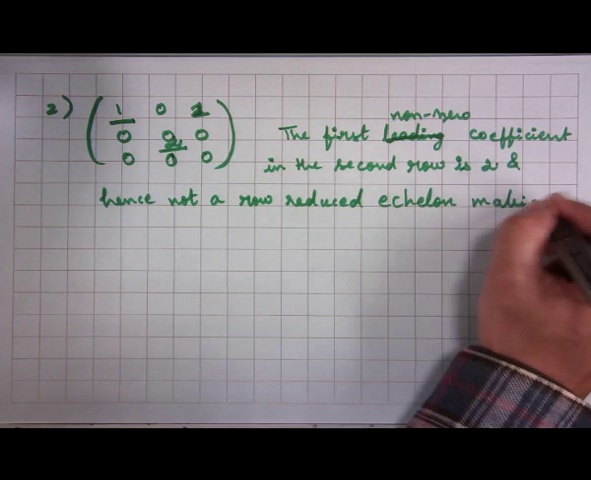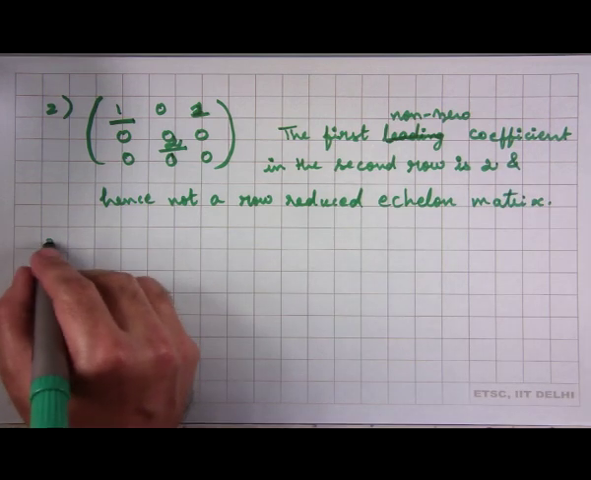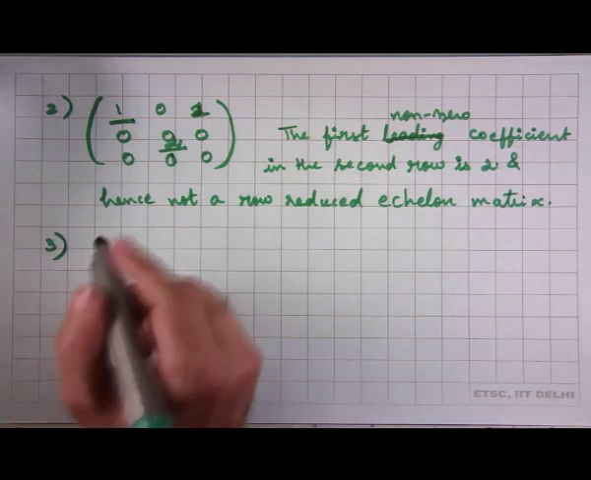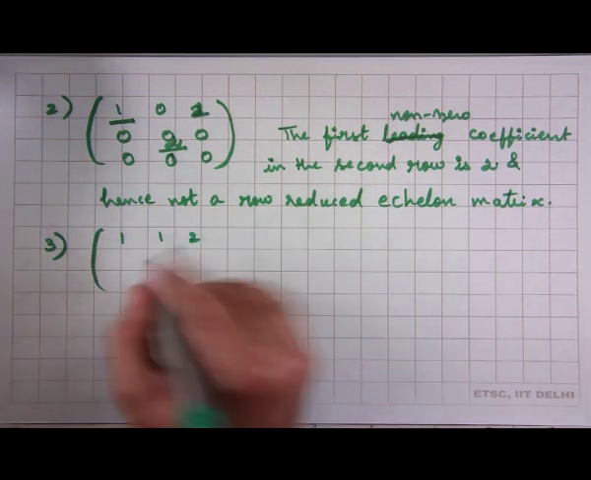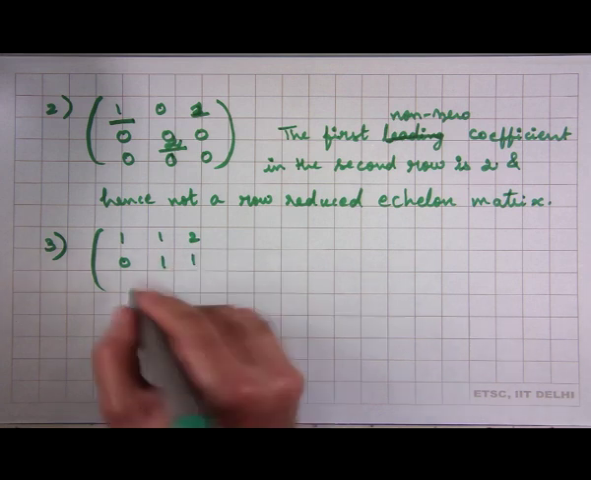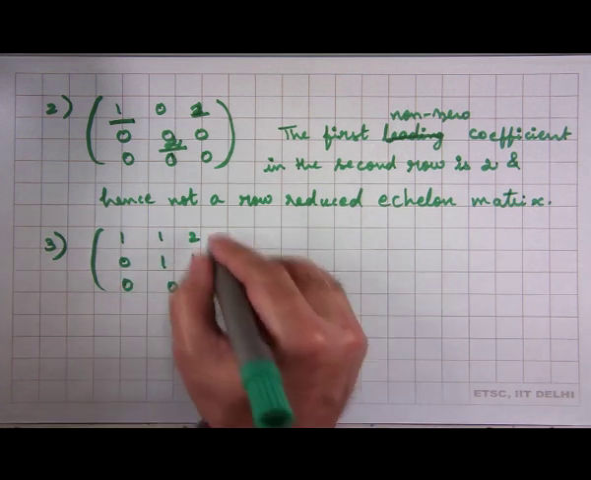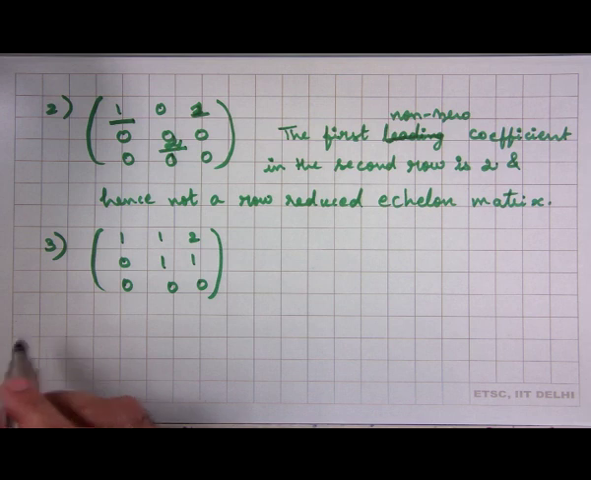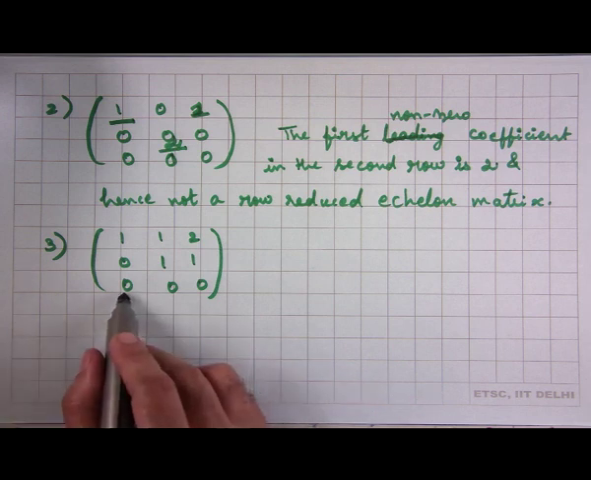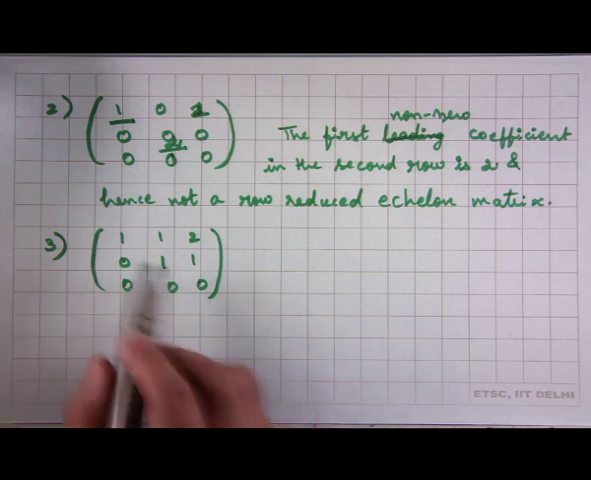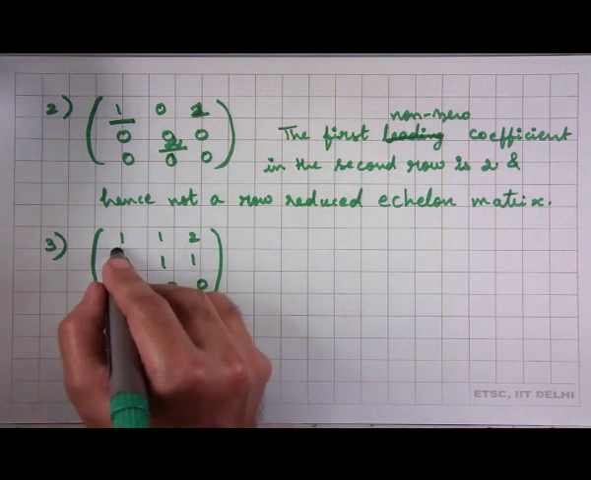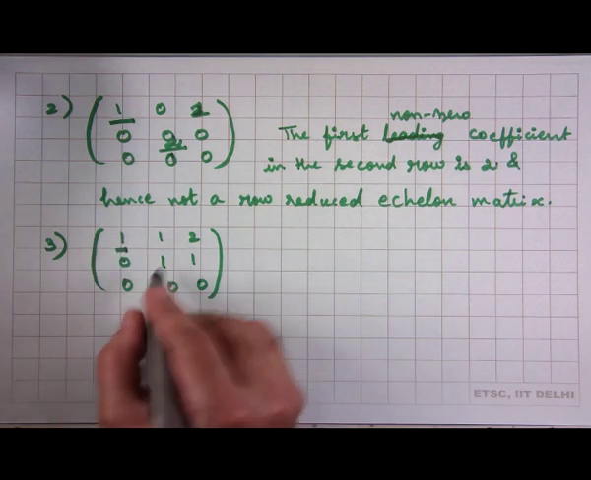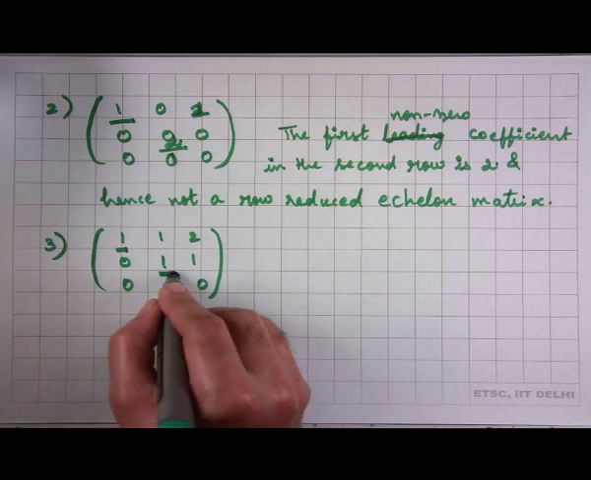Let us look at another example. Let us look at this one: 1 1 2, 0 1 1, 0 0. The 0 row, which is the third one, is below the other two non-zero rows. The first leading coefficient in the first row is the first element, which is 1, and similarly for the second row it is the second element, which is again 1.